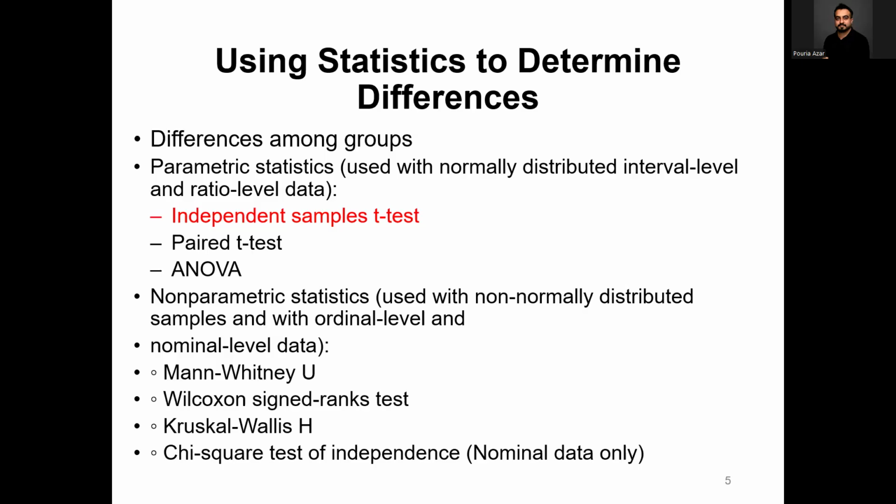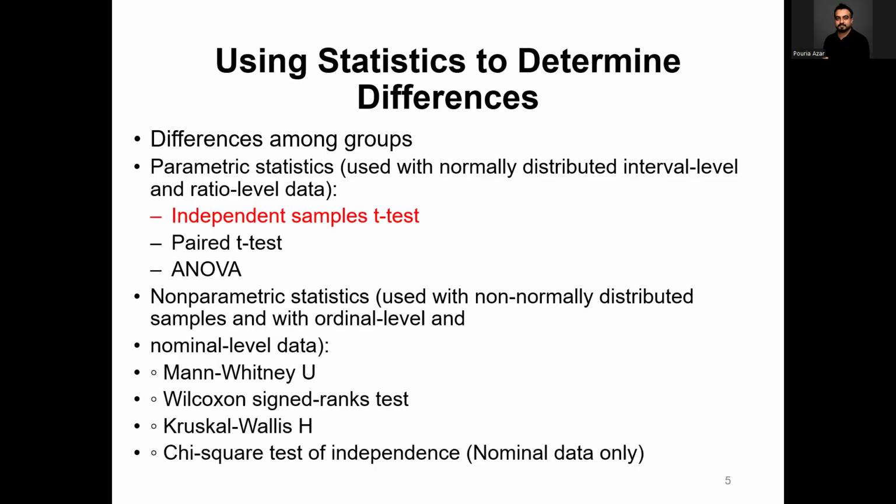So, in order to determine the differences between groups, we have different statistical procedures to use. Independent samples t-test and paired t-test. These are parametric statistics, which means we have to have established assumptions. We have to test for assumptions. And if those assumptions are met, we can go with independent samples t-test or paired t-test based on the nature of our data or based on the nature of our research question.